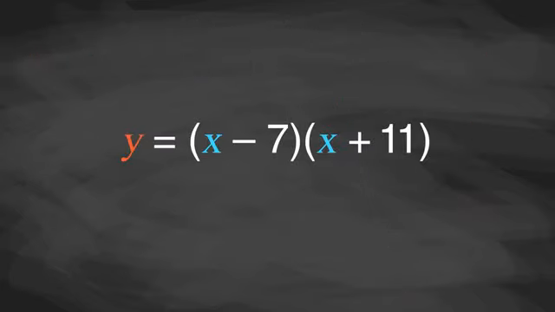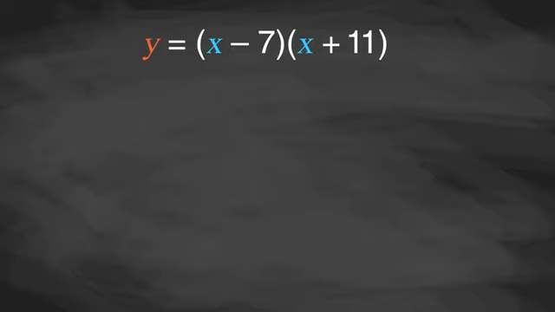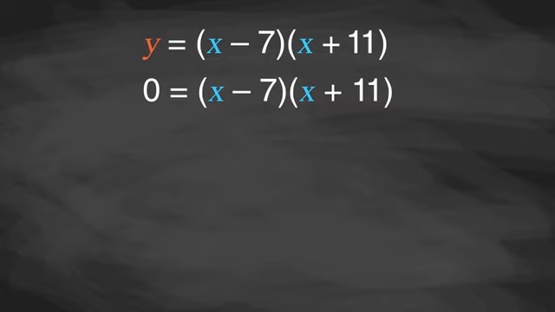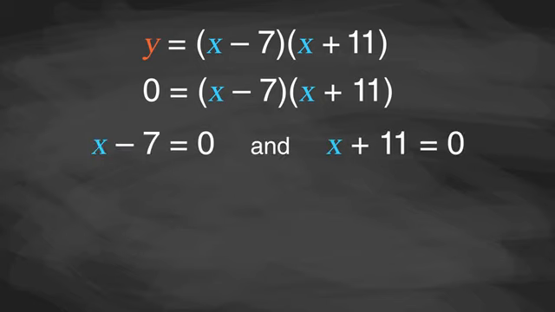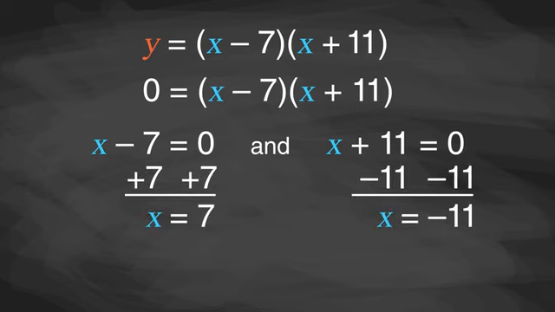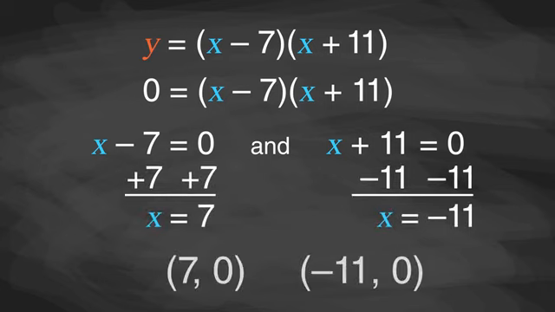Let's go through the steps for sketching the graph that represents y equals the quantity x minus 7 times the quantity x plus 11. The first step to graphing from factored form is to find the x-intercepts. Since they occur when y equals 0, we can substitute 0 in for y. And since the only way the product will equal 0 is if one or both quantities equal 0, we can then set each factor equal to 0 and solve. That results in x equals 7 and x equals negative 11, or the points (7, 0) and (negative 11, 0).